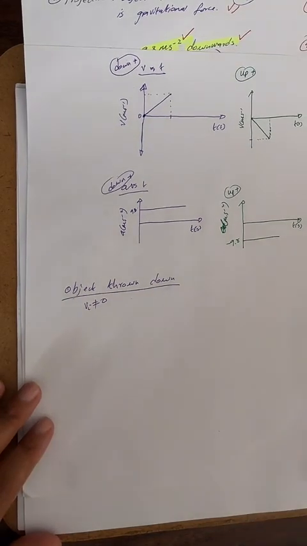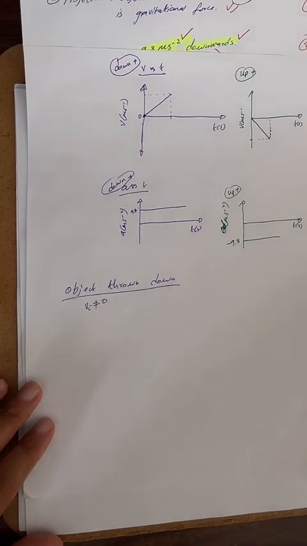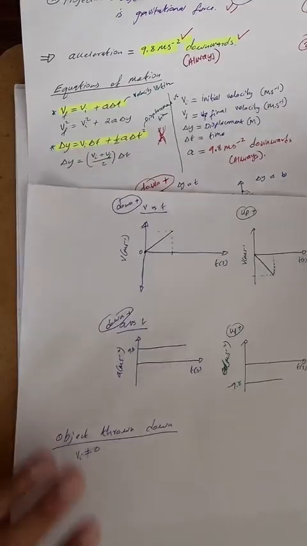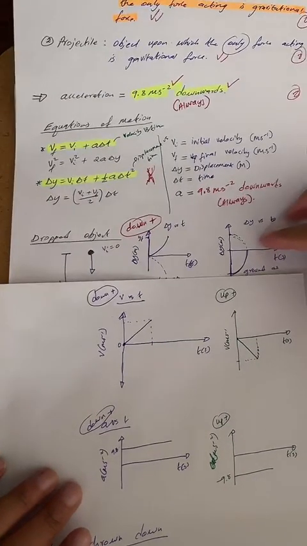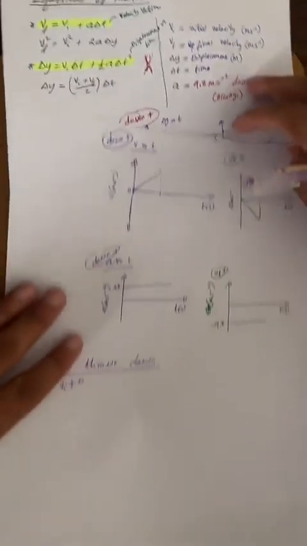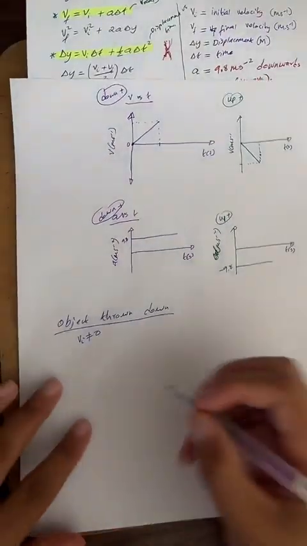So let us do the displacement time graph. The displacement time graph remains the same. Nothing changes with it. It remains the same for an object that is thrown upwards and one that is thrown downwards. The shape of the motion pretty much remains the same. The only thing that changes is the velocity time graph.